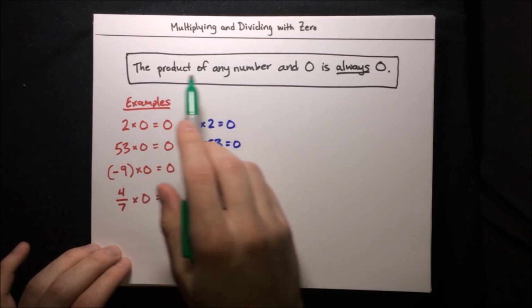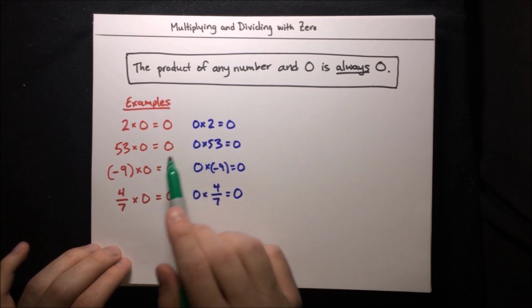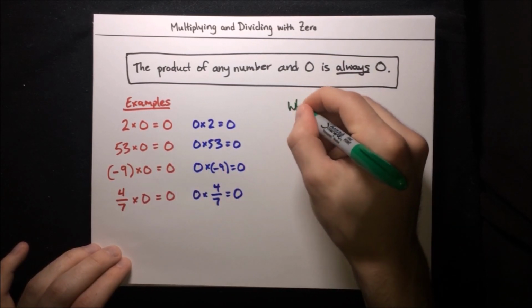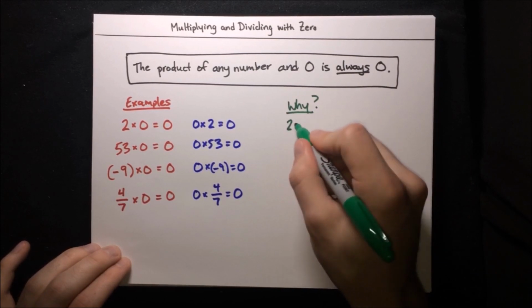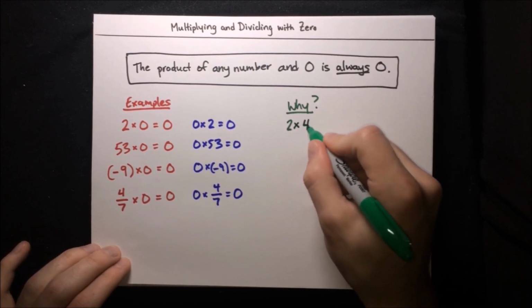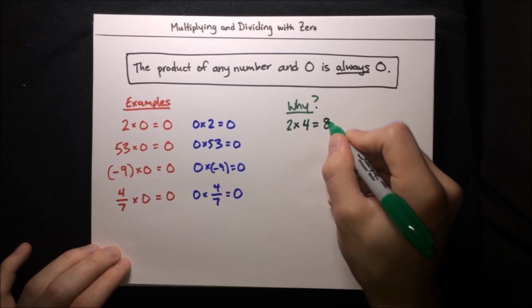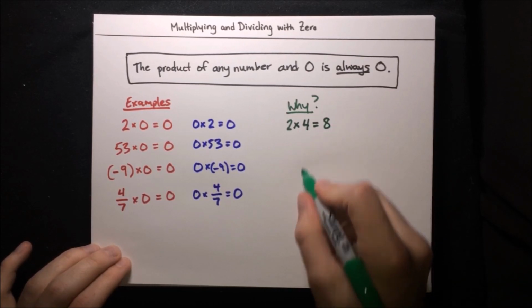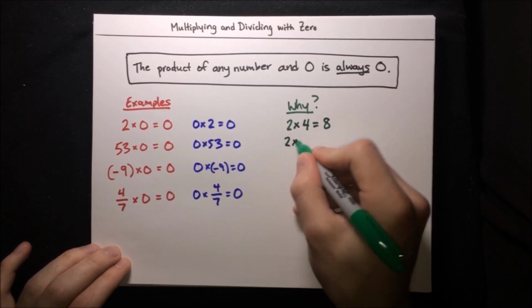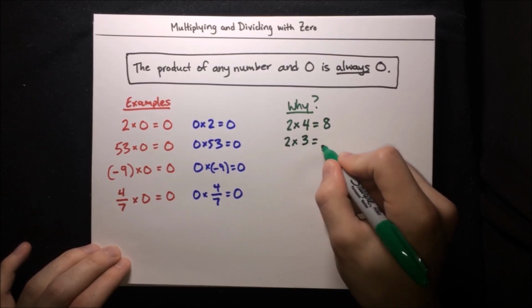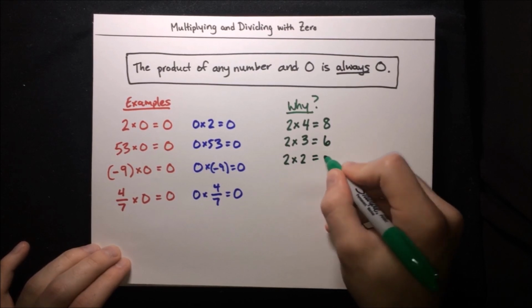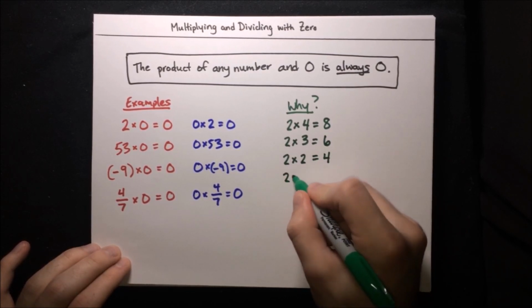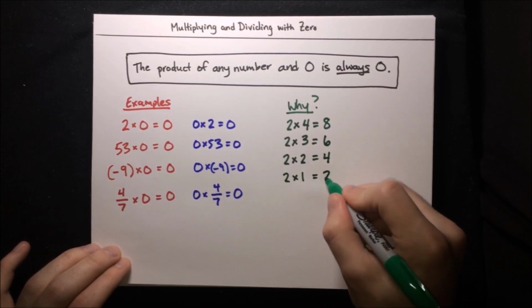Okay, we've done some examples. We see how we can use this fact in our computations, but why is this fact even true? Well, think about products with 2. If we have 2 times, say, 4, you know what that is. That's just 8. And let's bring that 4 down to 0. So let's go 2 times 3 first. 2 times 3 is just 6. 2 times 2 is just 4. 2 times 1 is just 2.